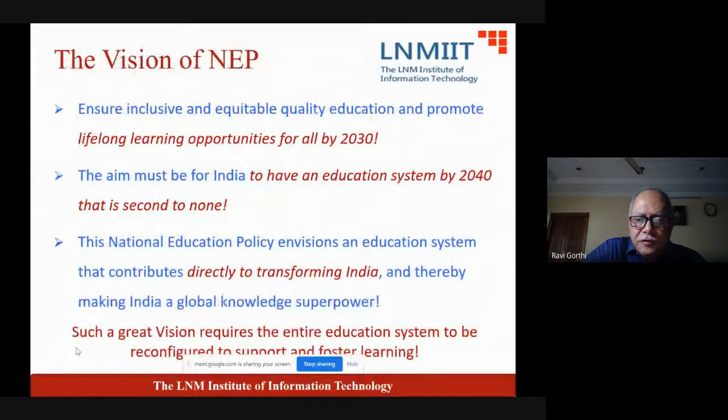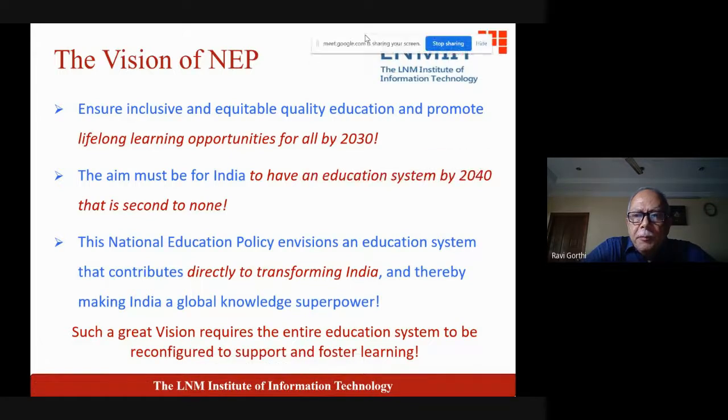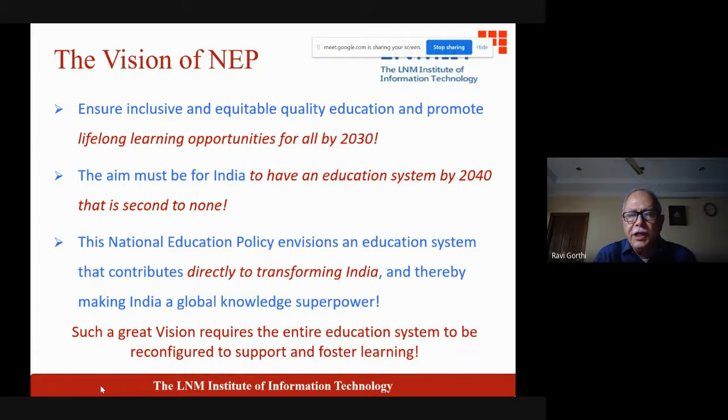Such a great vision requires the entire education system to be reconfigured. These are not my words. These are the phrases from the document. Entire education system to be reconfigured to support and foster learning. We are lucky. We are already, Allanamati has been taking lots of initiatives, but let's look at the NEP related matter.